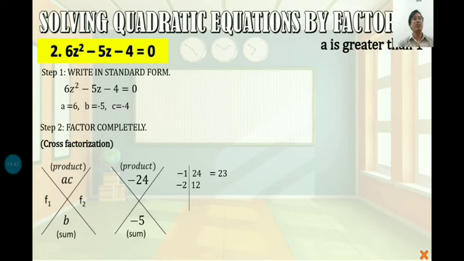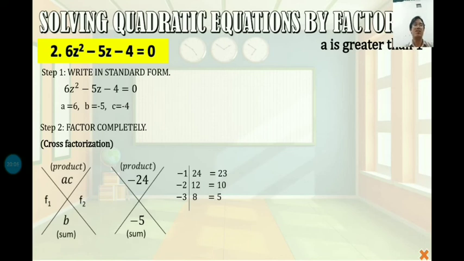But is that also equal to negative 5 if you get the sum? Wrong. Alright, so that is also wrong. Next, what about negative 3 and positive 8? Yes, negative 3 times positive 8 is negative 24. But negative 3 plus 8, is that equal to negative 5?